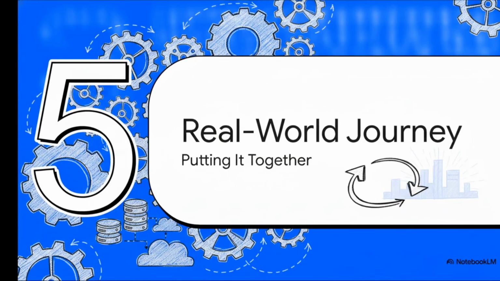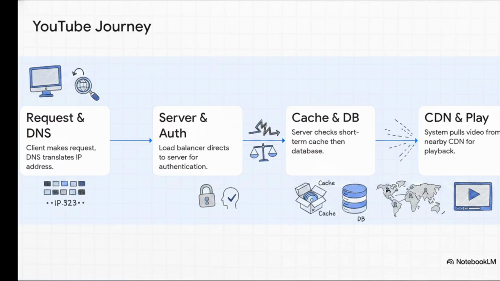Section 5, the real-world journey, putting it together. And this brilliantly illustrates how all these gears turn together. Let's actually see these gears turn together in a fraction of a second. Step 1, you click a YouTube video. Right away, your client makes a request, and a DNS lookup translates the URL into an IP address. Step 2, the load balancer steps in and directs you to an available server for some quick authentication.